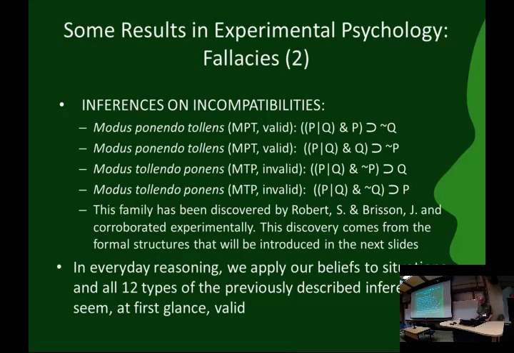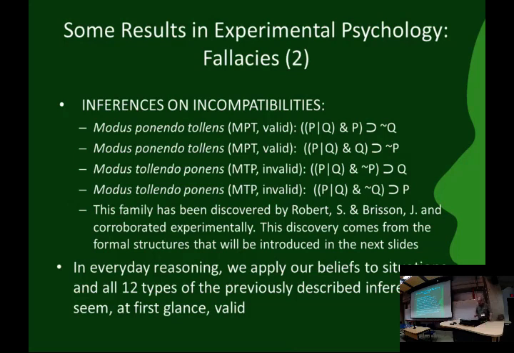Okay. In our everyday reasoning, we happen to apply our beliefs, that is, if P then Q, or P or Q, or P incompatible with Q. These are families of formal models of beliefs. We apply our beliefs to situations. For example, P is incompatible with Q is a belief, and not Q is an observation on the world.